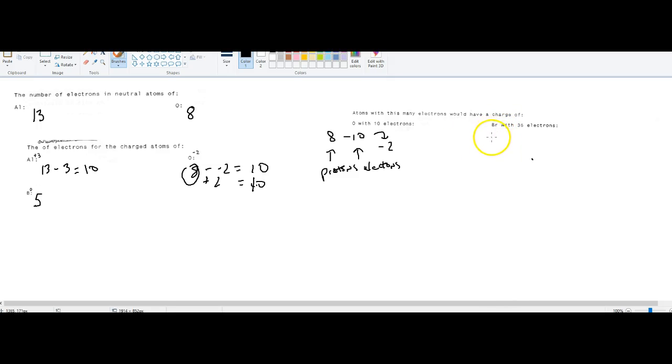Bromine, I look up bromine. Bromine has 35 protons, so it's 35 pluses, plus it has 36 electrons, that's 36 negatives. Which one's bigger? 36. So there'll be one leftover negative, so my charge would be -1. All right, so protons minus the number of electrons gives you what the charge is.